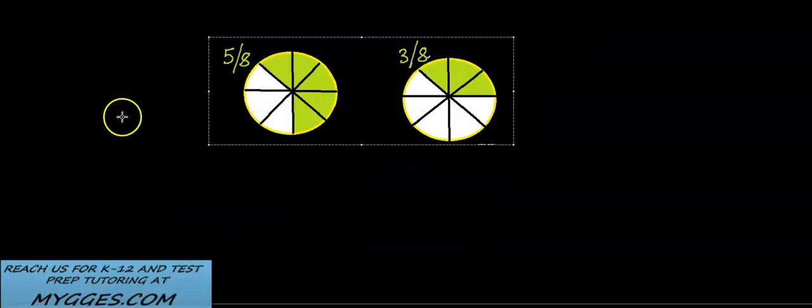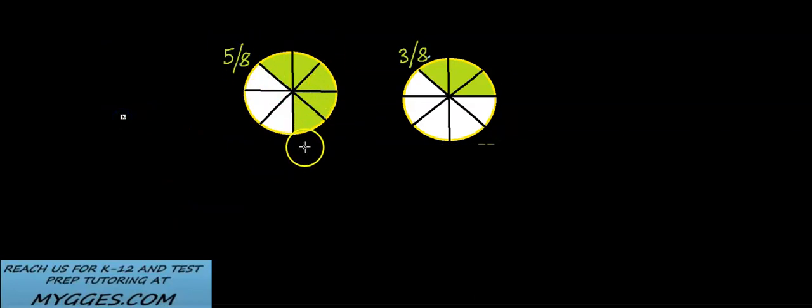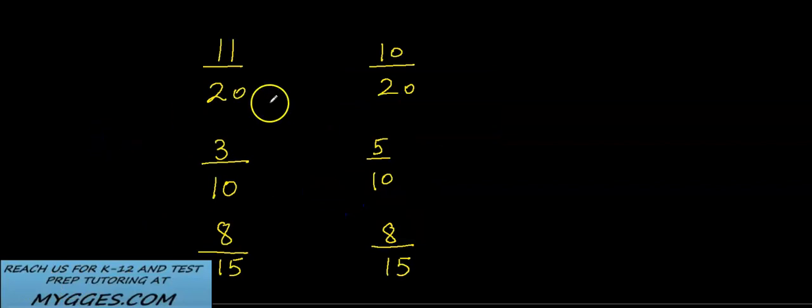Let's check out another example. Now in this example, as you can see, in the first figure, 5 parts are shaded out of 8, and in the second one, 3 parts are shaded out of 8 parts. So in the first figure, more parts are shaded, so that means this fraction is bigger. Same way, if you have the fractions 5/8 and 3/8, I'm taking the same example, and we know that 5 is greater than 3. As I've told you, we have to compare the numerators. So 5/8 is bigger.